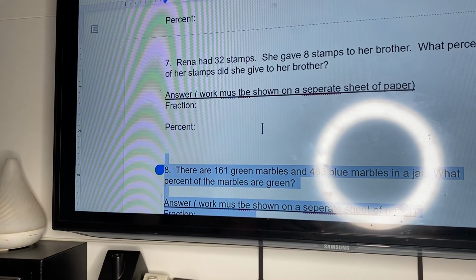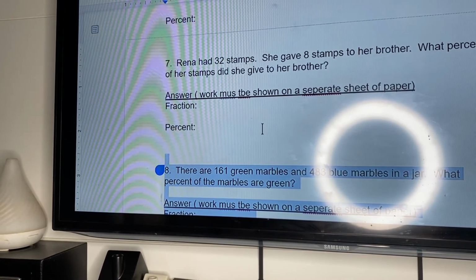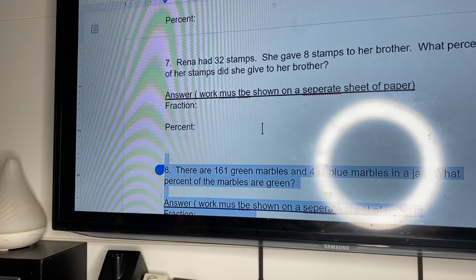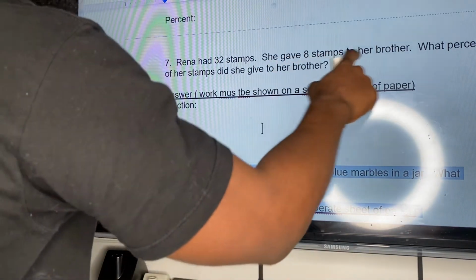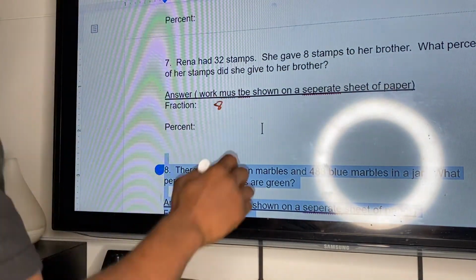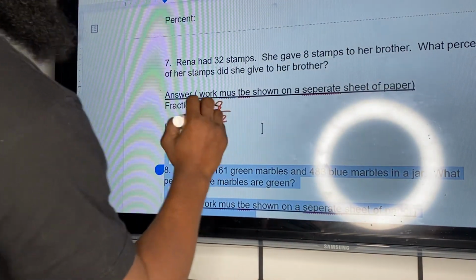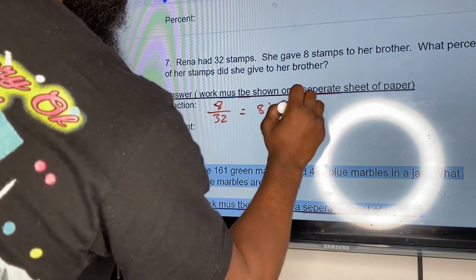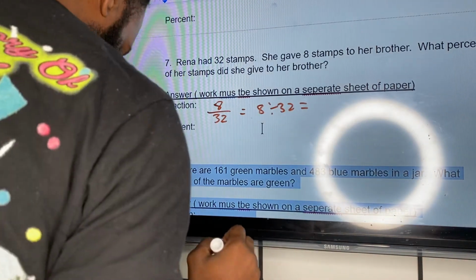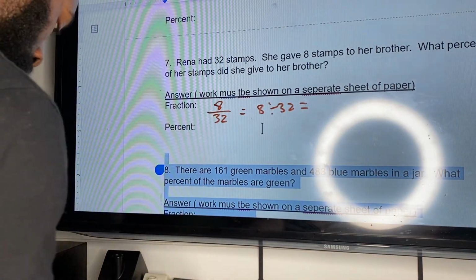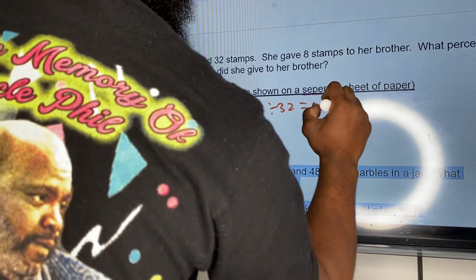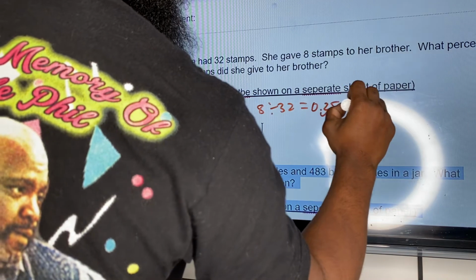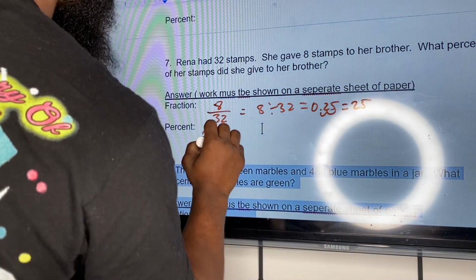Here, 7. Rena had 32 stamps. She gave 8 stamps to her brother. What percent of her stamps did she give to her brother? So you're going to take the amount of stamps she gave to her brother, which is 8, out of 32. So to find that as a percent, you're going to take 8 divided by 32, and you should get, as a decimal, 0.25. To convert this to a percent, you move it over 2 spaces to the right, and you get 25, which would be 25%.